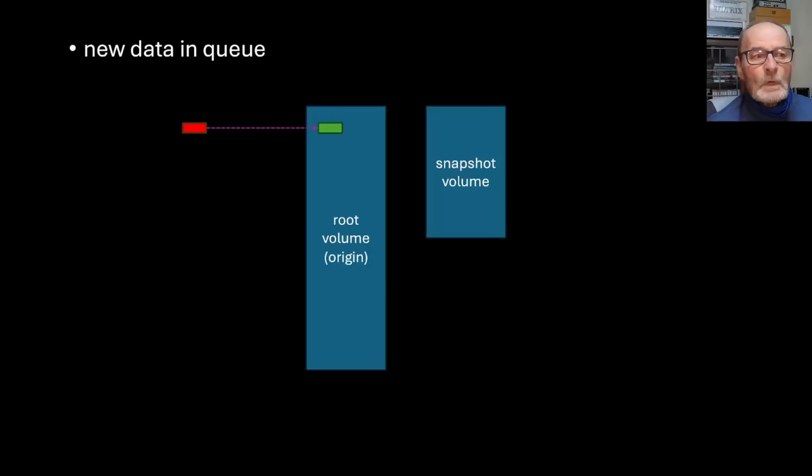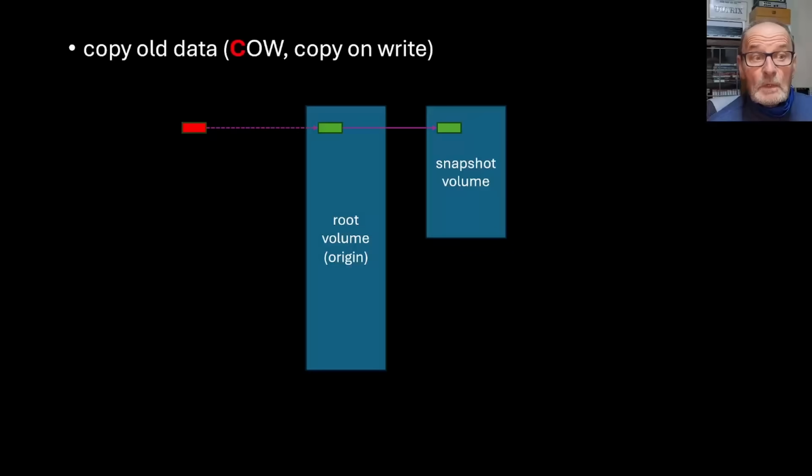Okay, so you've created a snapshot, and you've got some data in the queue, which is going to get written to the root volume. So that's where we are at the moment. The first thing we've got to do is copy the old data, or the original data, onto the snapshot, because it's going to get overwritten. So if you didn't know this already, the snapshot doesn't contain a copy of the state of the root volume now. It contains any changes that occur to the root volume.